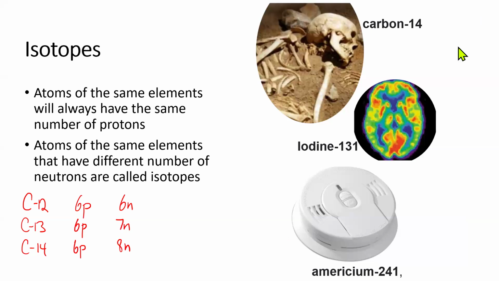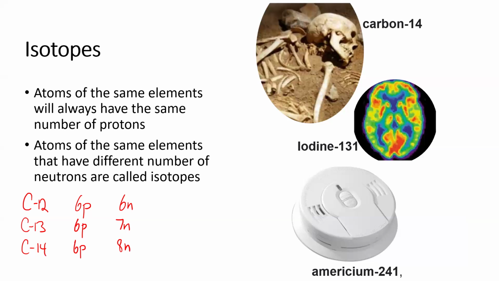For example, carbon-14 is used in carbon dating. When they dig up a fossil or something and they want to figure out how old it is, they check the amount of carbon-14 that's left, and they can do math to figure out how old the skeleton is.